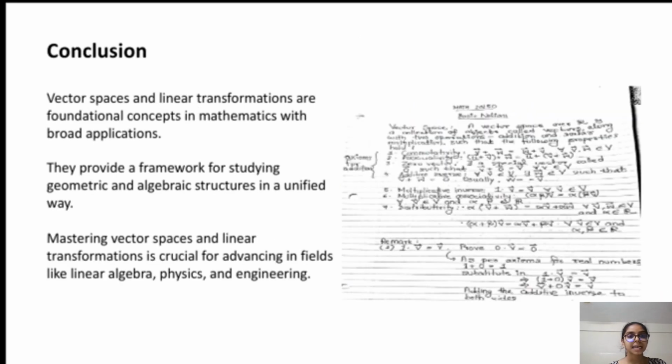Conclusion. Vector spaces and linear transformations are foundational concepts in mathematics with broad applications. They provide a framework for studying geometric and algebraic structures in a unified way. Mastering vector spaces and linear transformations is crucial for advancing in fields like linear algebra, physics, and engineering.